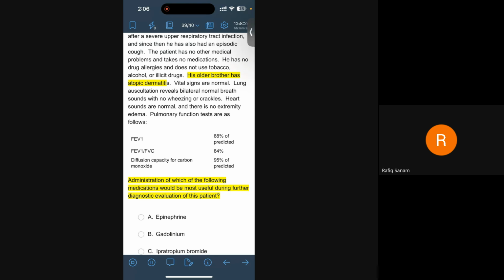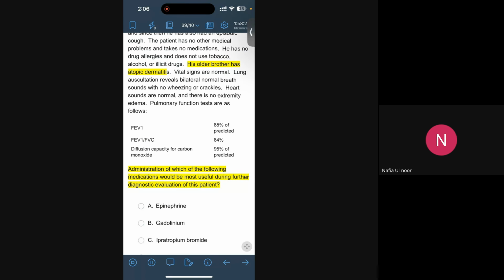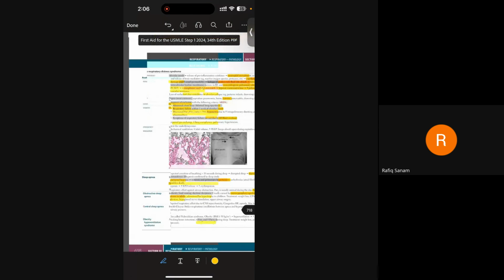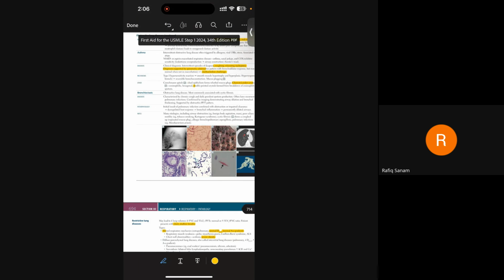Name the test. What is the name of the test we do to exclude asthma if the PFTs are normal? Methacholine challenge test. Yes, methacholine challenge test.